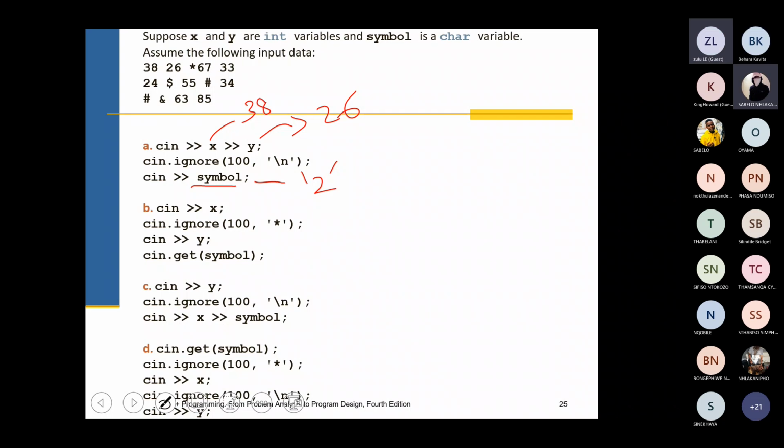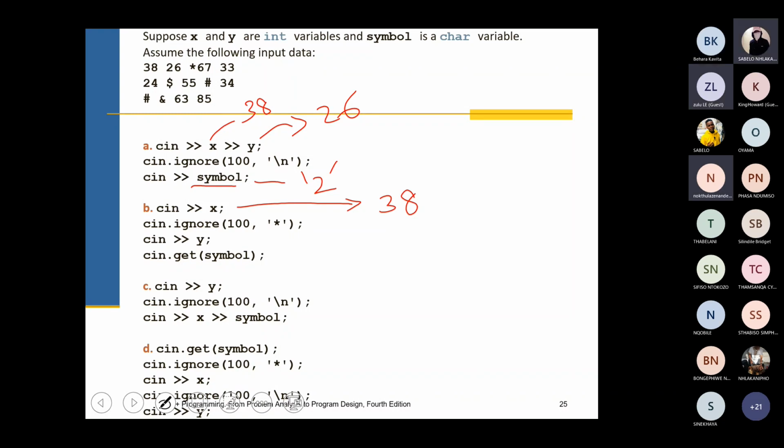Is that clear? Yes. Next one. What is the value of X? It's 38. What am I ignoring? First condition 100 is not satisfied. So we are going to go with a star. I'm going to look for a star. Wherever there is a star, up until that character, I'm going to skip all the values. Am I clear? Yes. So what is the Y value? There is this 67. Good. This is going to be 67.